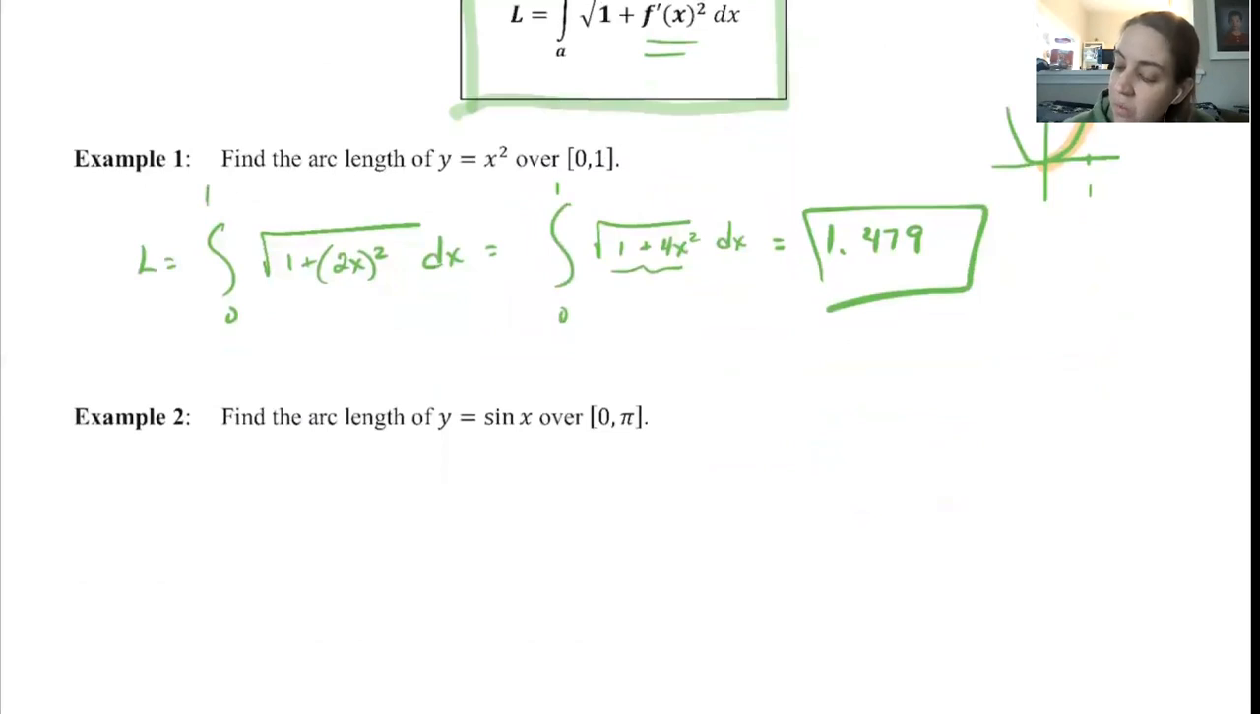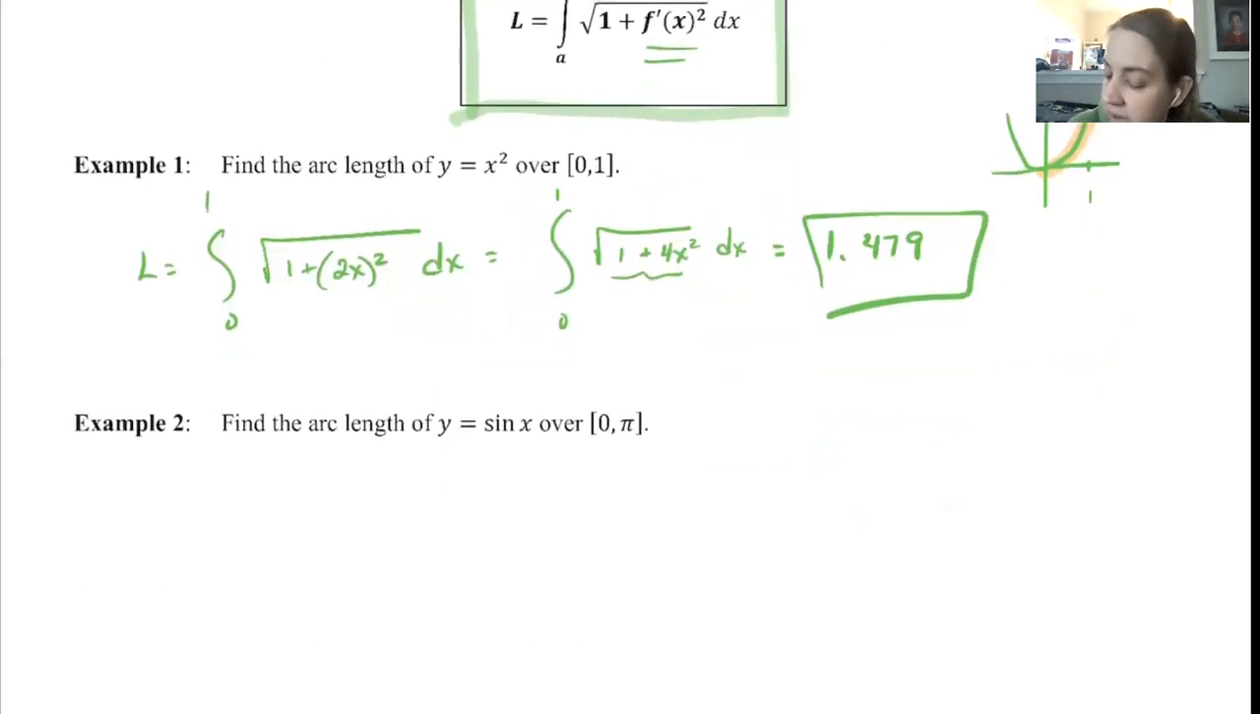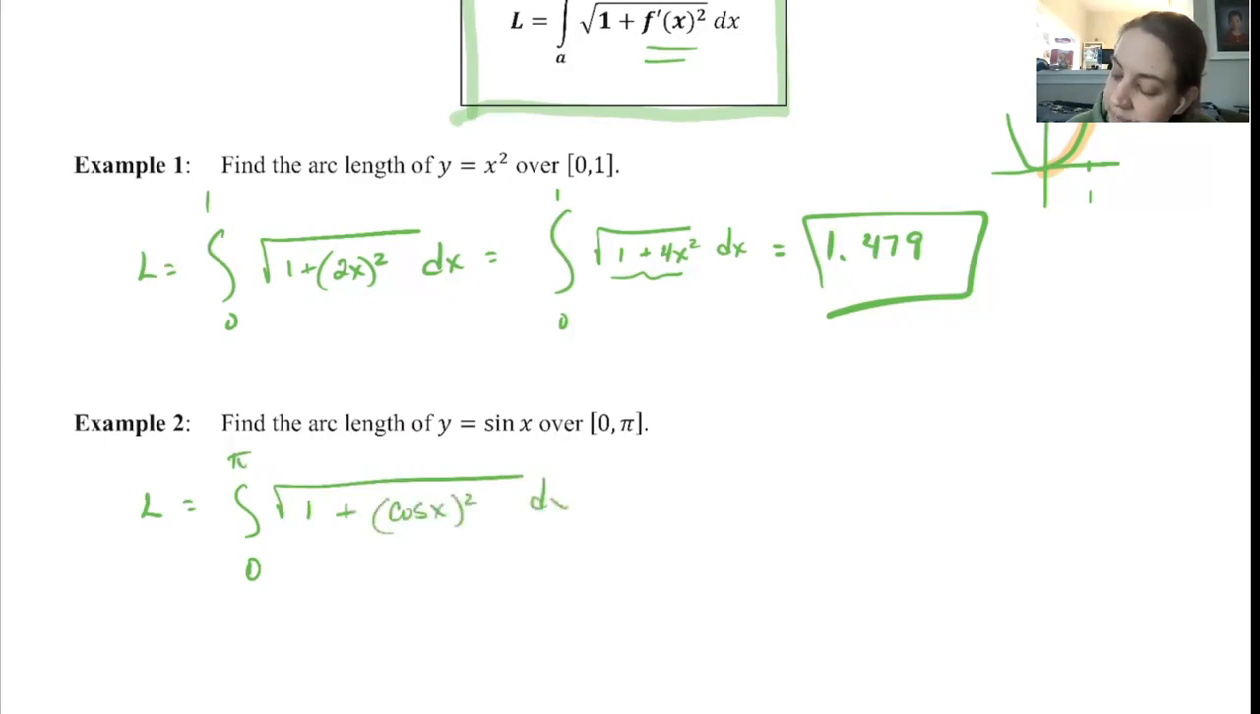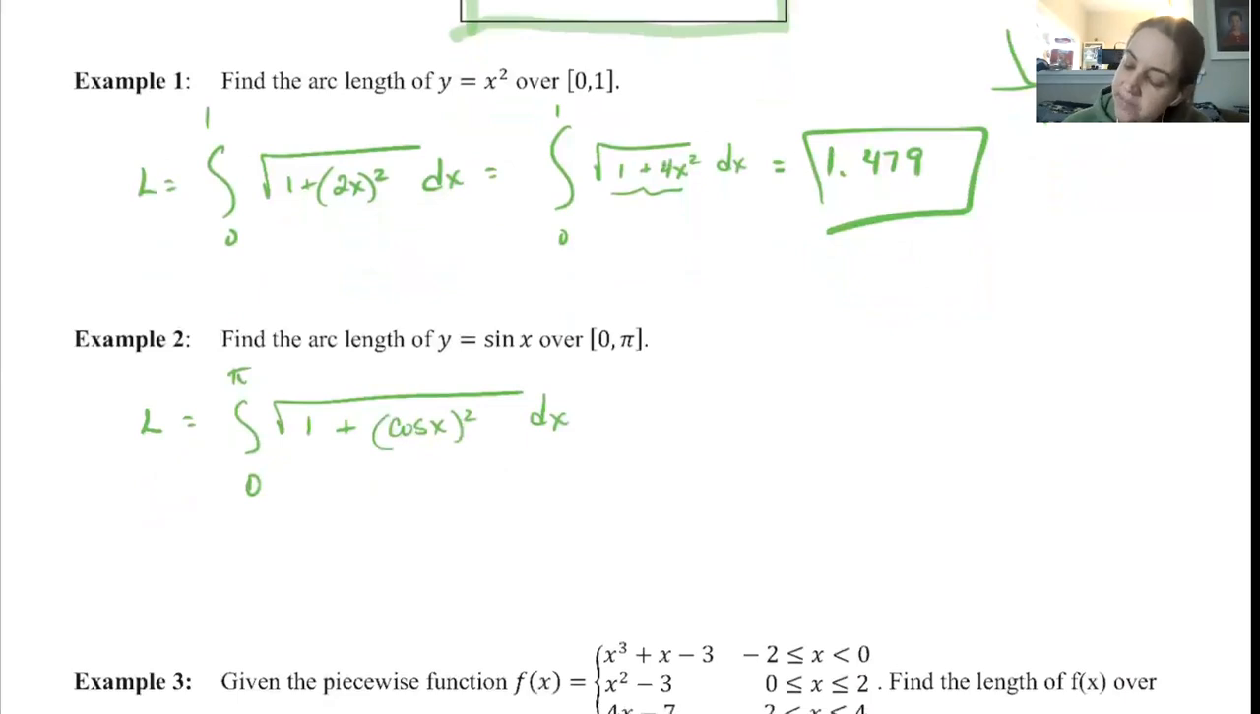Find the arc length of y equals the sine of x between 0 and pi. So again, fill the pieces in. Length, 0 to pi, of the square root of 1 plus, now the derivative of sine is cosine, quantity squared dx. So if I rewrite this, length from 0 to pi, 1 plus cosine squared of x.